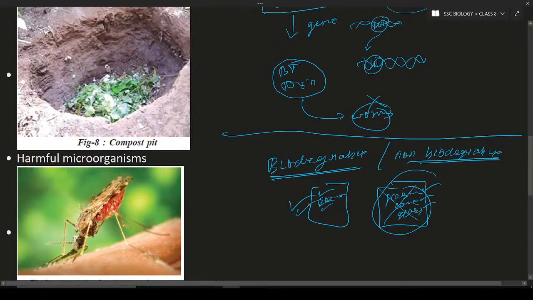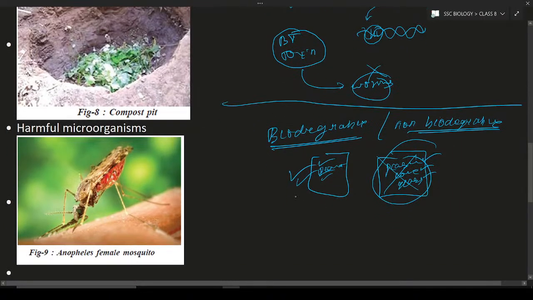Next is the compost pit. A compost pit is nothing but a small pit that is dug, and inside it some biodegradable material is placed. This biodegradable material is converted into useful components, and these useful components are utilized by the plants so that they can grow better.